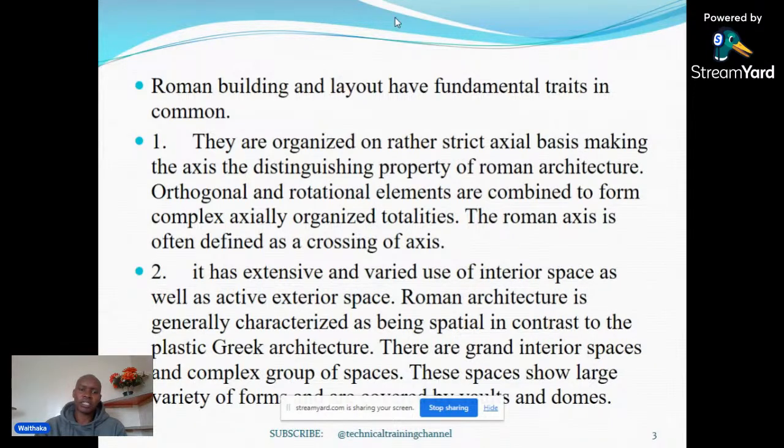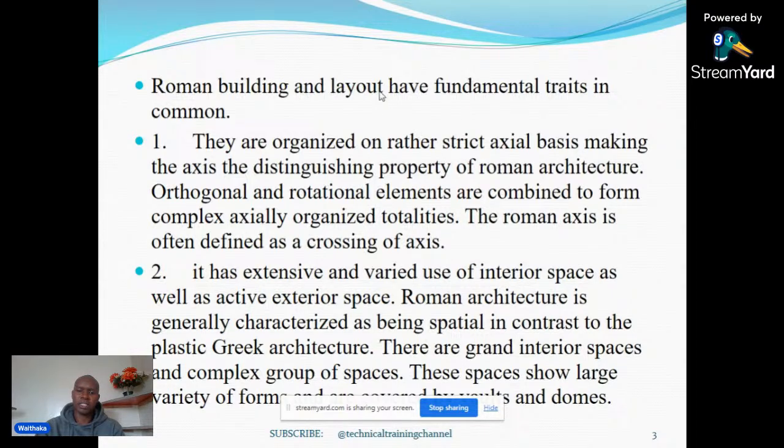Just as we will see as we discuss some of the buildings, we find that the axis where the north, south, and east, west cross each other on an orthogonal order, making an angle of 90 degrees, is quite evident in the Roman buildings. Second, we are saying that it has extensive and varied use of interior spaces as well as active exterior spaces. Roman architecture is generally characterized as being spatial in contrast to the plastic Greek architecture.